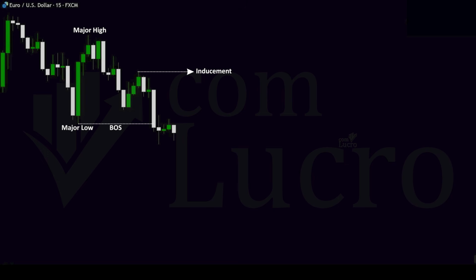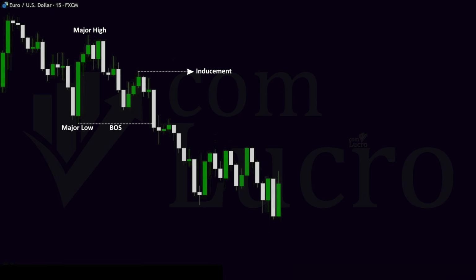Now let us observe what happens next. As we can see, price moved upward, but failed to break above the high of the most recent internal structure, meaning no inducement was formed, and price is now attempting to move lower. For that reason, this lower low is not yet confirmed, and we cannot classify it as a valid major low. Let us continue and analyze how price develops from here.